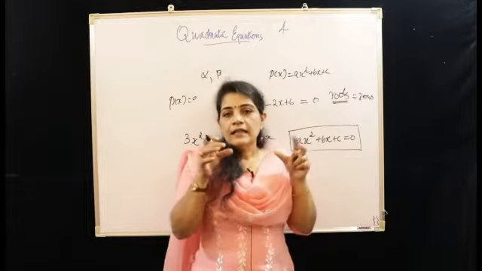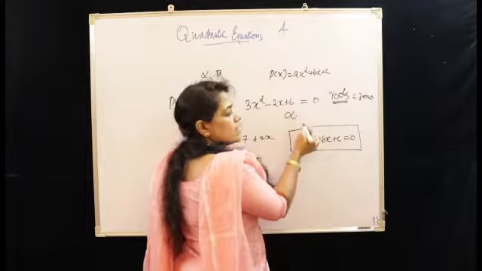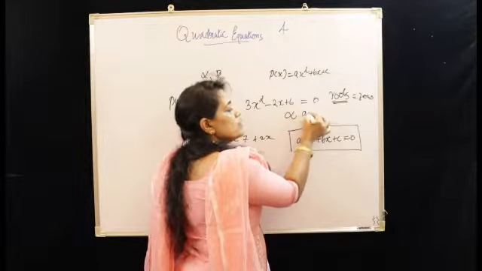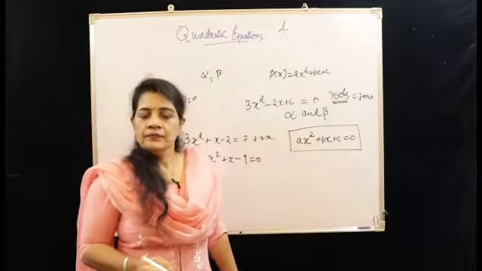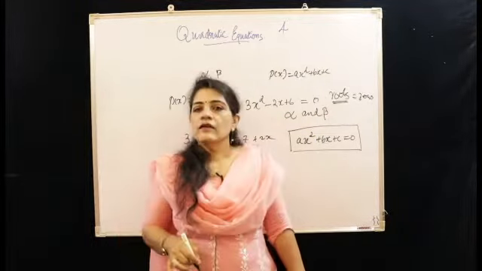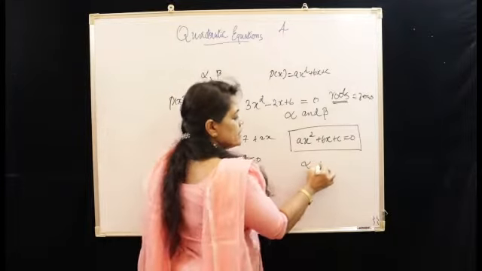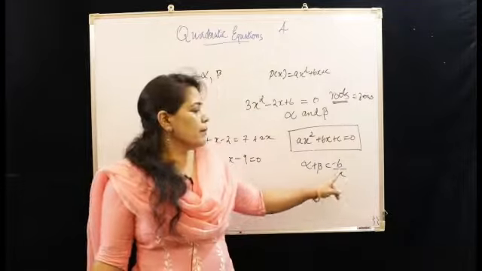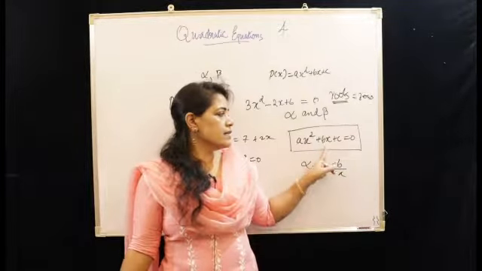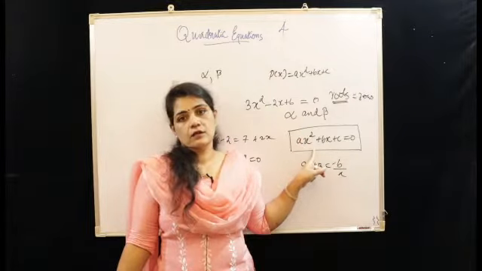Let them be alpha and beta. These zeros or roots of the quadratic equation we usually represent with alpha and beta. And in the quadratic polynomial we have seen that the sum of the zeros, that is alpha plus beta, equal to minus b by a. Here b is the coefficient of x and a is the coefficient of x square.